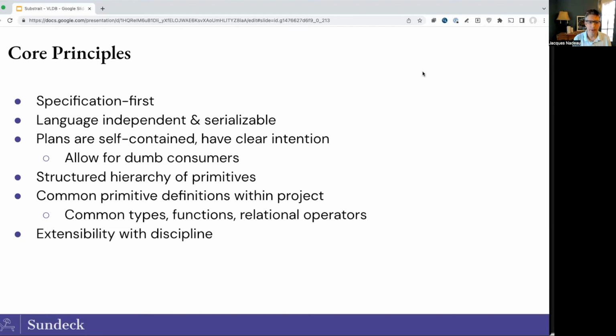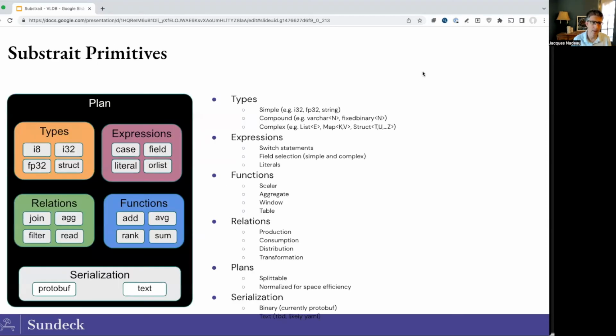So in order to build this, we came up with a structured hierarchy of primitives, which I'll go through in a second. And we also said, okay, well, for each of these kinds of primitives, there are common primitives that everybody uses, but there may be examples that are unique to particular situations. And so we not only want to have common primitives, but we want to have what we call extensibility with discipline. And I'll get into that in a little bit. So let's talk first about the primitives in Substrait.